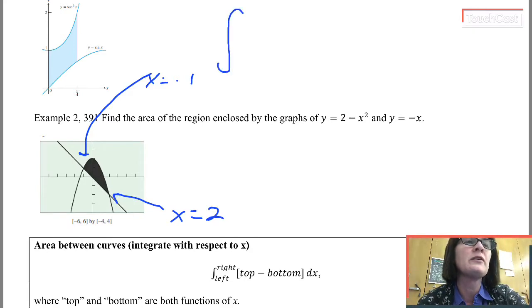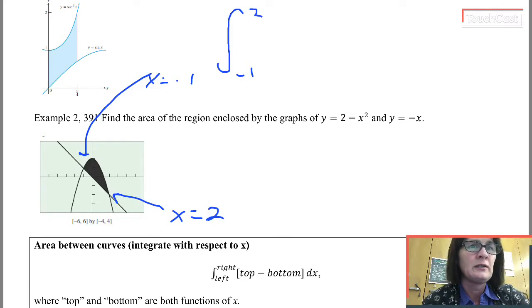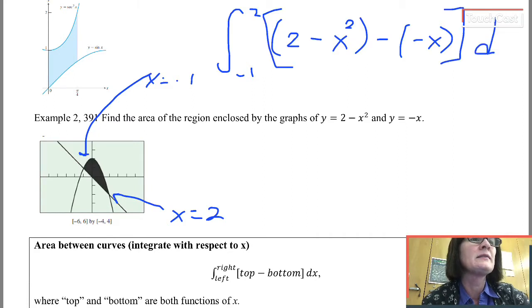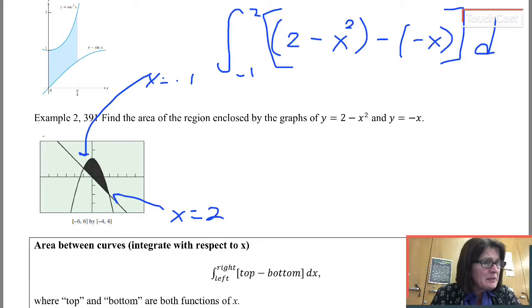So I'm going to integrate from negative 1 to 2. The top curve, which is the parabola one, right? So it's going to be 2 minus x squared minus the bottom curve, which in this case is negative x. That all needs a dx. I can simplify inside that integral as much as I want or as much as I don't want, but now I'm going to have to integrate. So I'm going to switch boards again to show you the integration process.